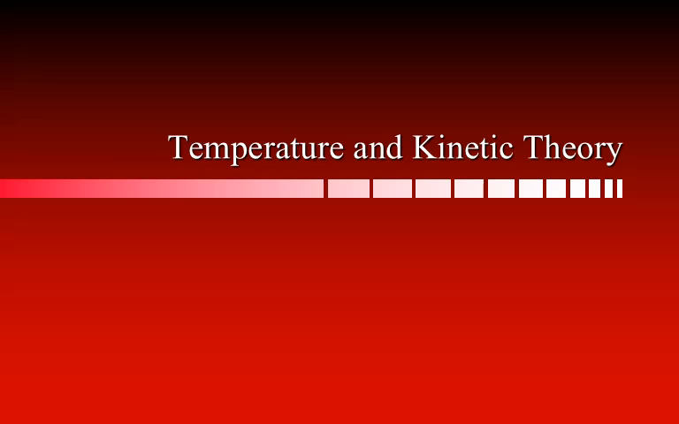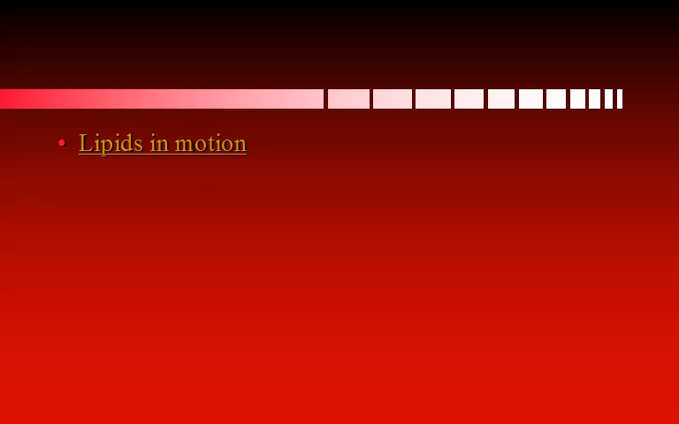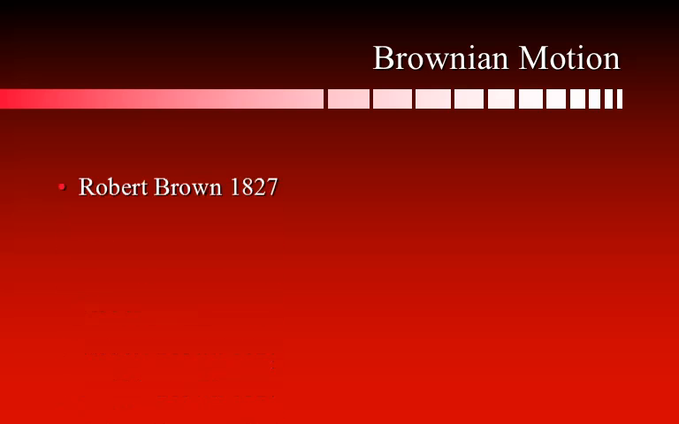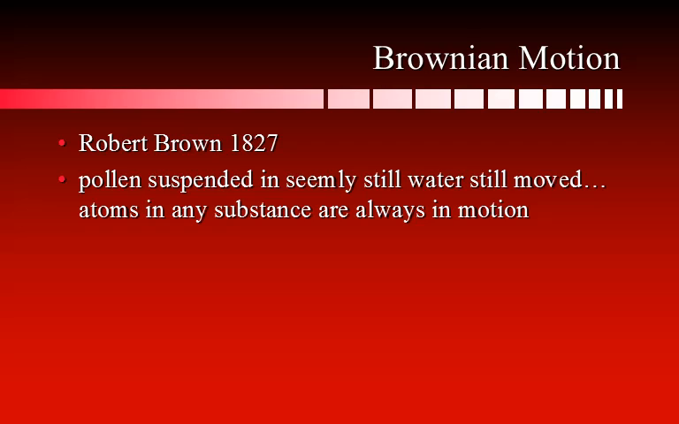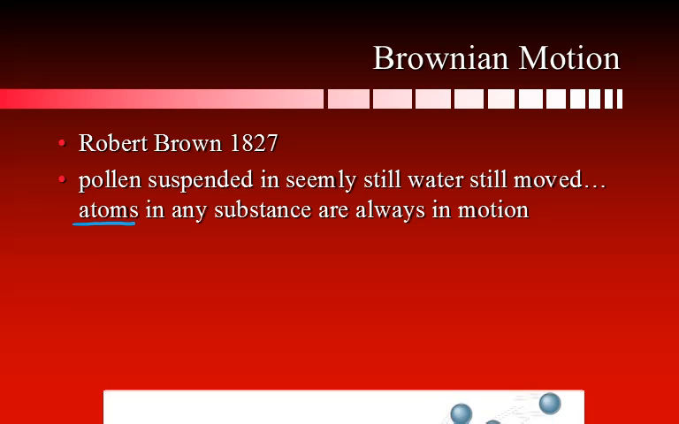So temperature and kinetic theory is what we're going to do as we establish our foundation for our understanding of thermal physics. And way back in 1827, Robert Brown looked at pollen suspended in still water and saw that it still moved. And so we know that atoms in any substance are always in motion. Even if things look still, we have the motion of the atoms, and then the molecules that are made up of the atoms.